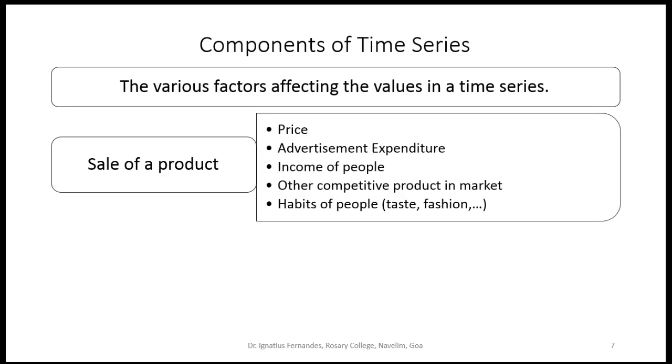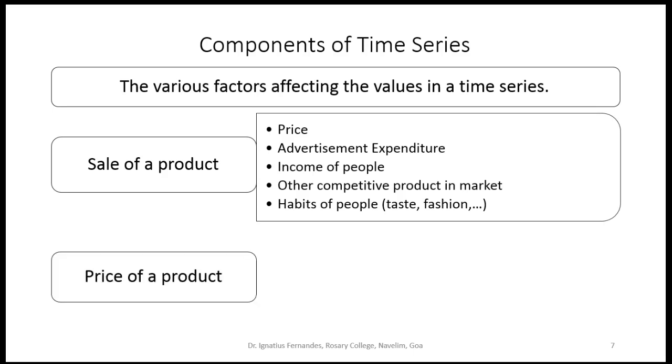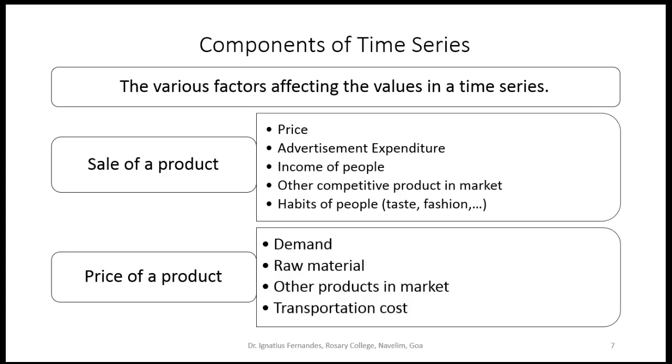So these factors are called the components. Let's say another example: if you consider the price of a product, then the price will depend on factors like demand, how much is the demand, raw material cost, the other products in the market, and the transportation cost involved. So these are the factors based on which the price of a product will be fixed. These factors will be referred to as the components with respect to this variable. So components of the time series are the various factors that affect the values in a time series.